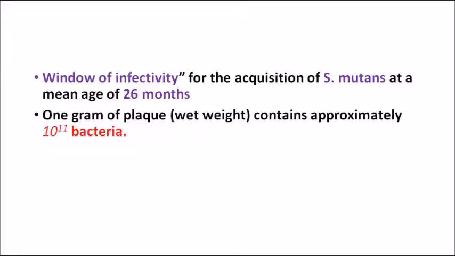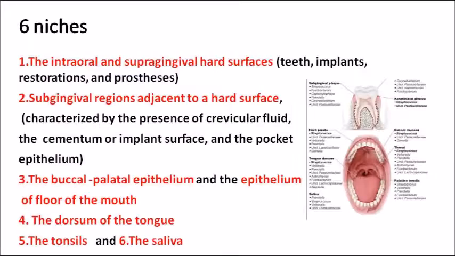So, the oral cavity will become a diverse environment for a number of bacteria. Naturally the plaque also will contain a variety of microorganisms, and how many microorganisms will 1 gram of plaque harbor? 1 gram of plaque will contain 10 raised to the power of 11 bacteria. When a microorganism colonizes the oral cavity, it can colonize 6 niches inside the oral cavity.